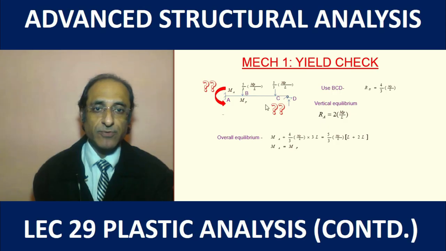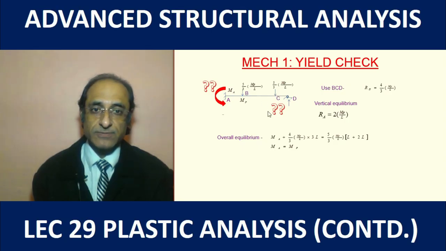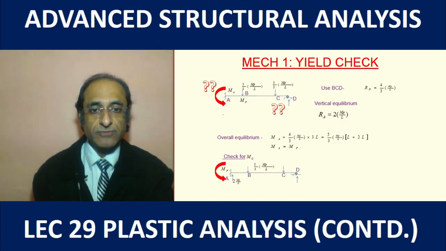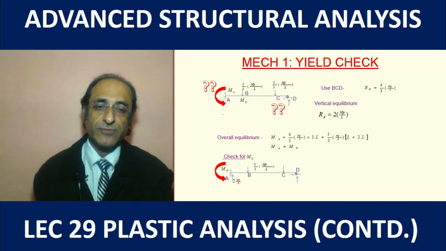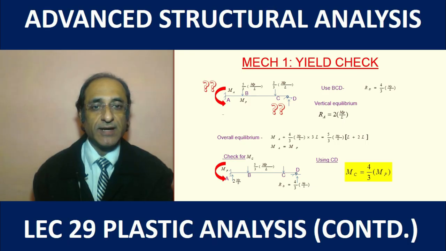Yes, we should check at point C also, though it looks very obvious that the moment at C would be less than MP, but there is no harm in checking, because sometimes we get surprises in the plastic analysis. So once we do this, we just make use of the equilibrium, and from part ABC we can work out the internal bending moment at C, or alternately using part CD we can find out the bending moment. To our surprise, what we find is that the bending moment at C is coming out to be greater than MP.